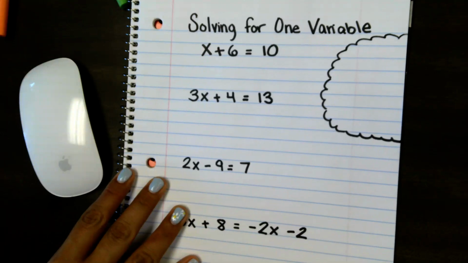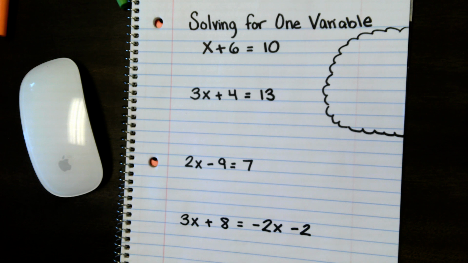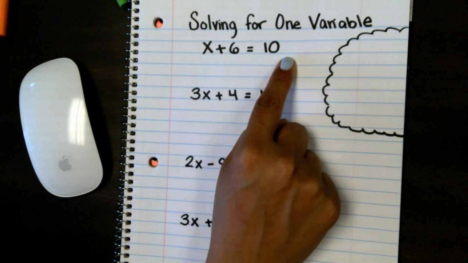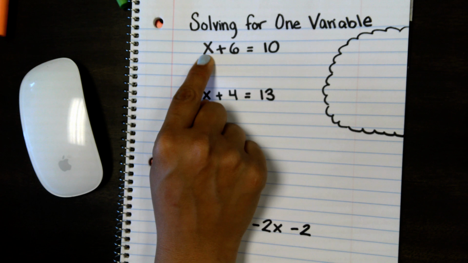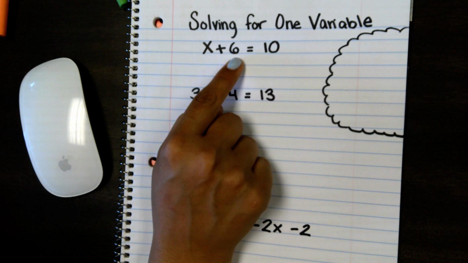Solving for one variable. So when we're solving an equation like this, we're trying to solve for a single missing quantity. So we're trying to find the value for x that makes the equation true. So for example, if somebody said, well, x is 10, well, that wouldn't work because 10 plus 6 would be 16, and that is not the case.